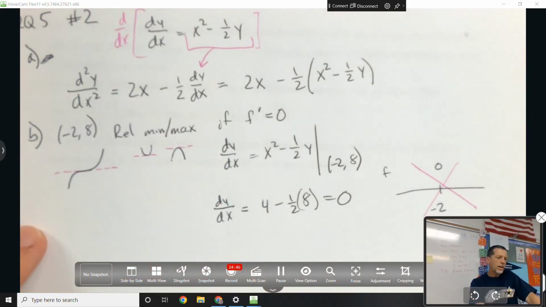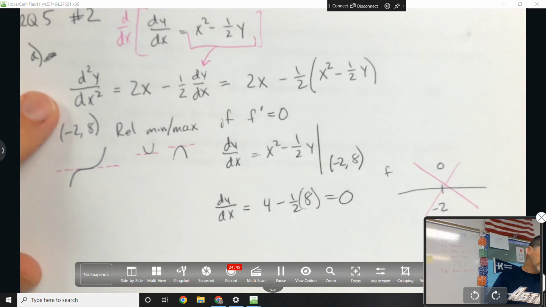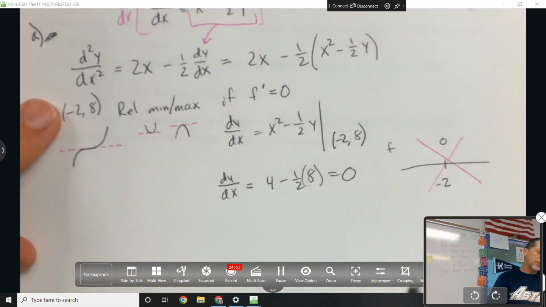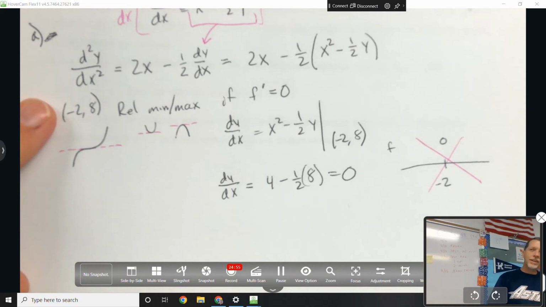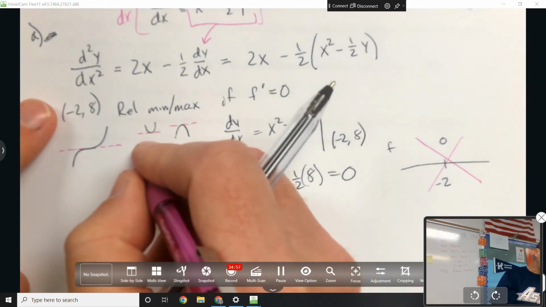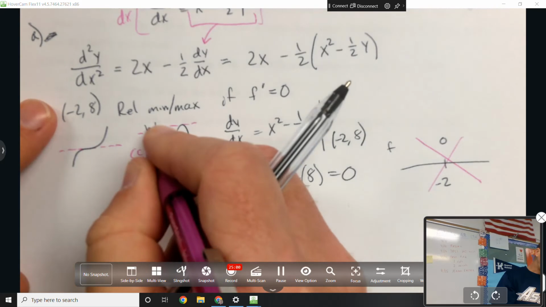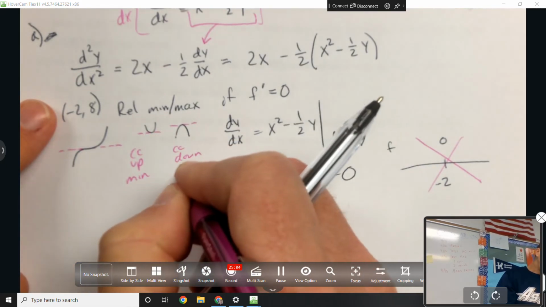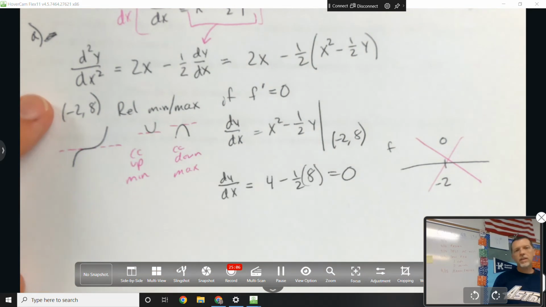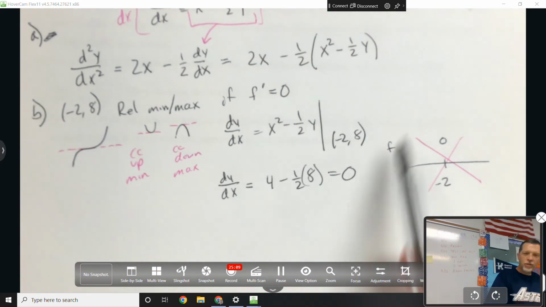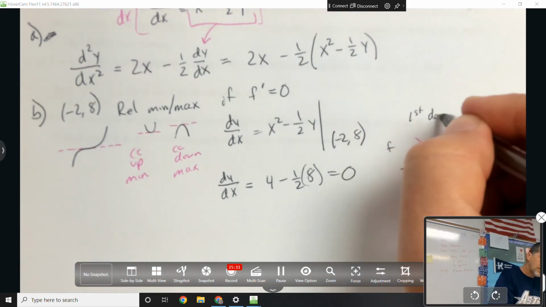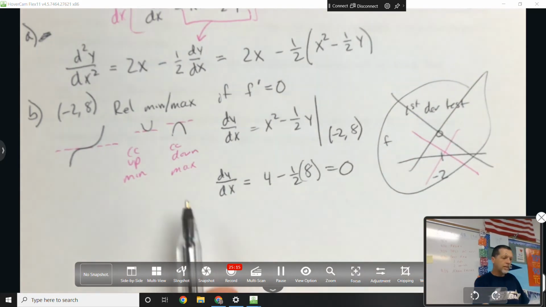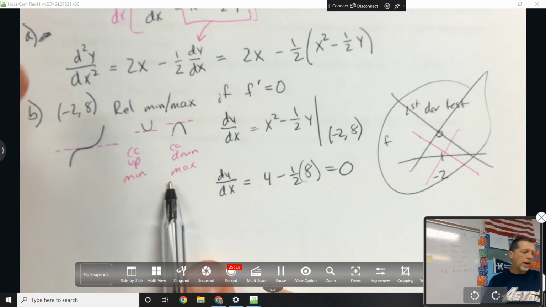Now, they did ask for the second derivative. How can a second derivative help me figure out if something's a max or a min? The concavity, right? If it's concave up, then that means it's a min. If it's concave down, that means it's a max. This is the first derivative test, which, I mean, it's great, but it doesn't work for this problem. This is the second derivative test, but now I understand why they asked for the second derivative.